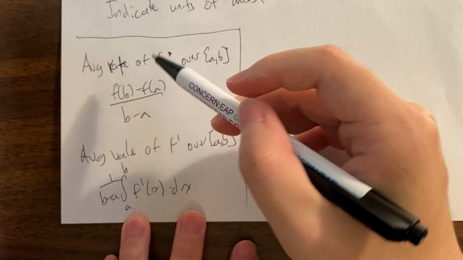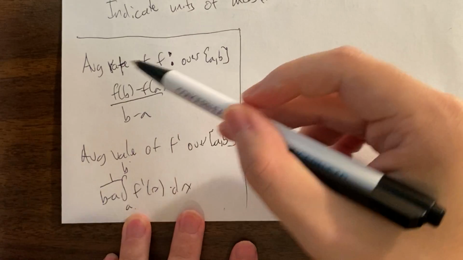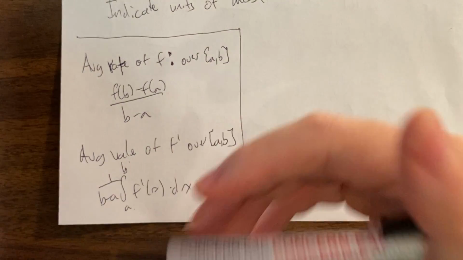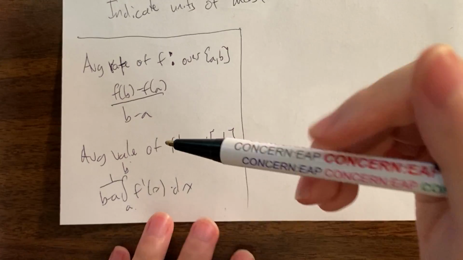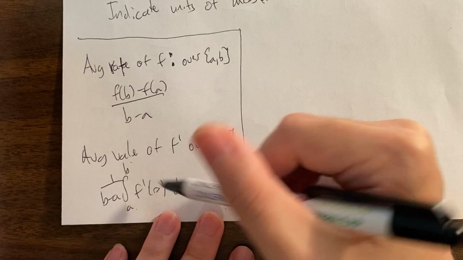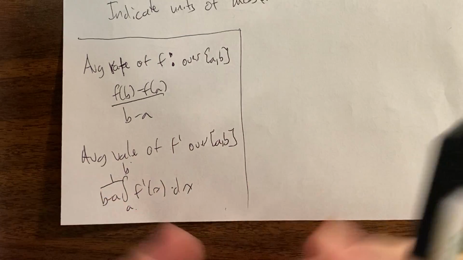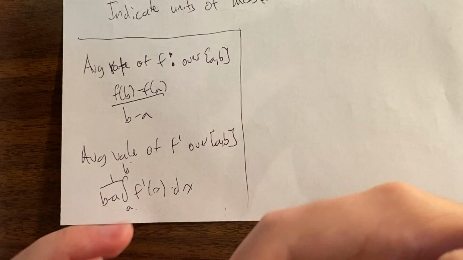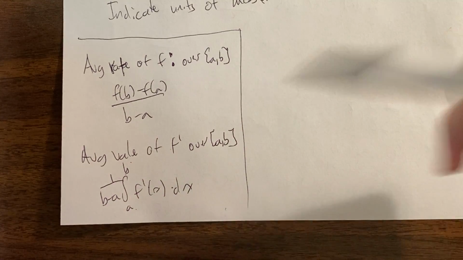So if you're given f and you want to find the average rate of f, then you're going to apply this formula, the easy algebra slope. If you're given f prime and you want to find the average rate of f, which is the same thing as the average value of f prime, then you would do this formula. So what I tell my students is, if the thing you're trying to find quote unquote matches the given, then you do the integral formula.